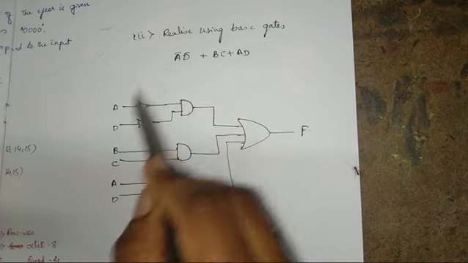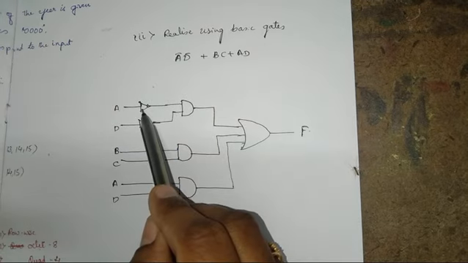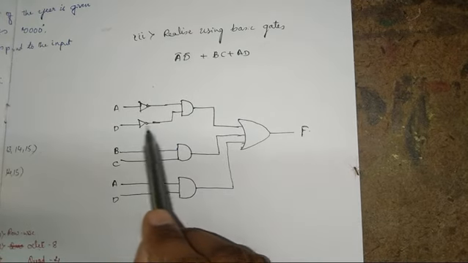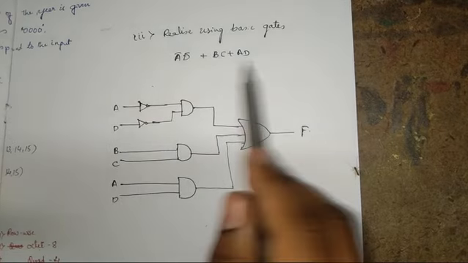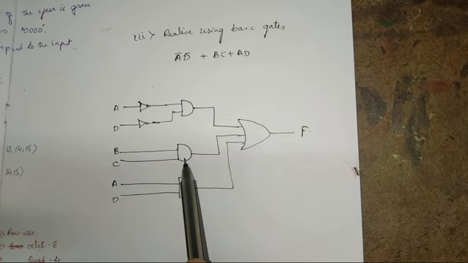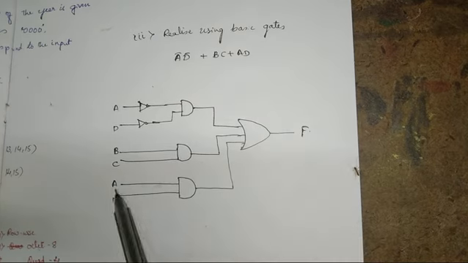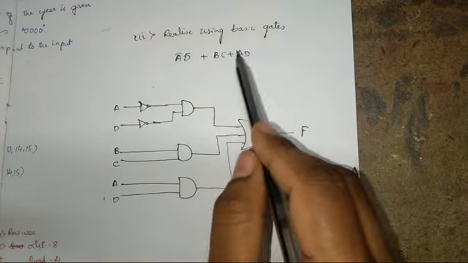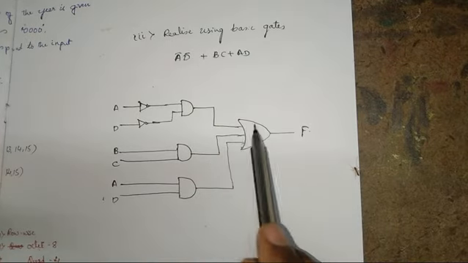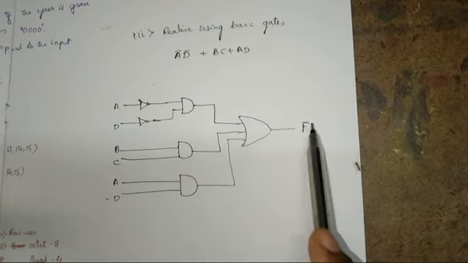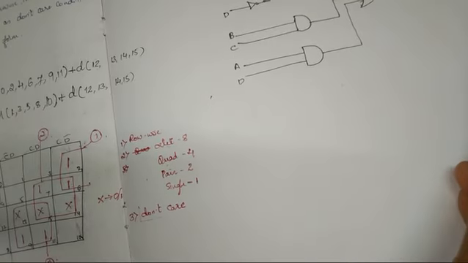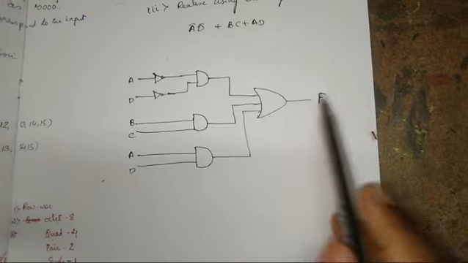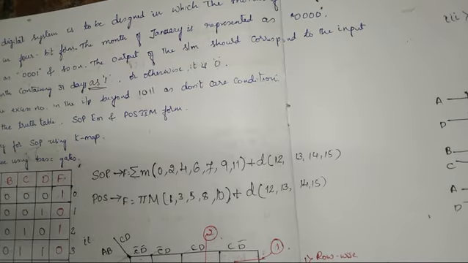Okay, so A bar needs a NOT gate, then A bar into D bar, so it is an AND gate. Next BC, for which I have given an AND gate. Next AD, one more AND gate. Since these are all summed together, I have given them to an OR gate, and the output I have considered here as F, so I have mentioned it as F. Okay, this completes the second question B.